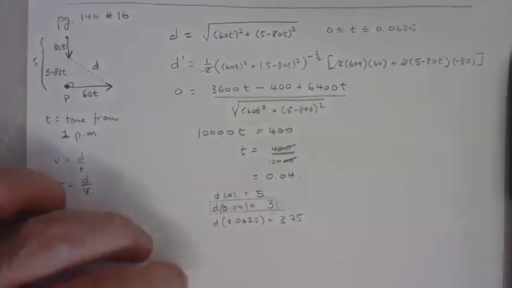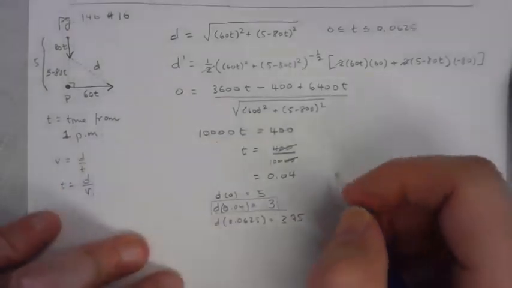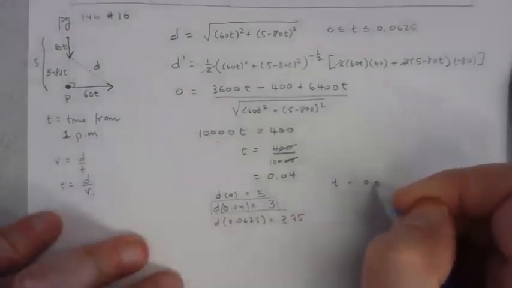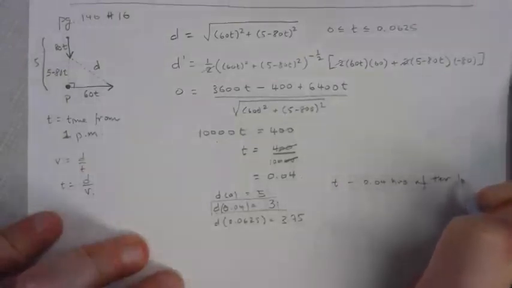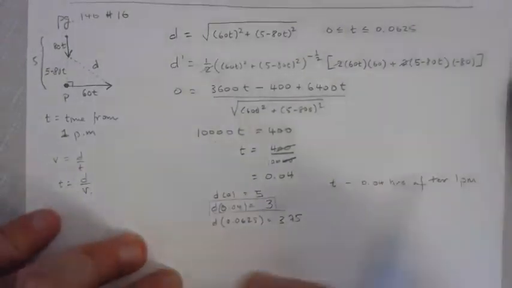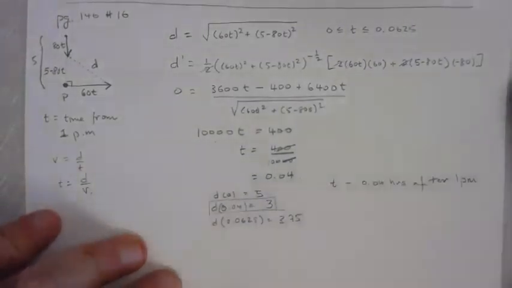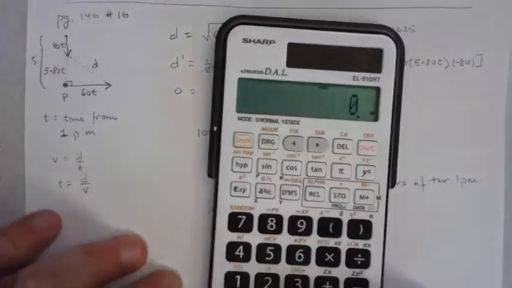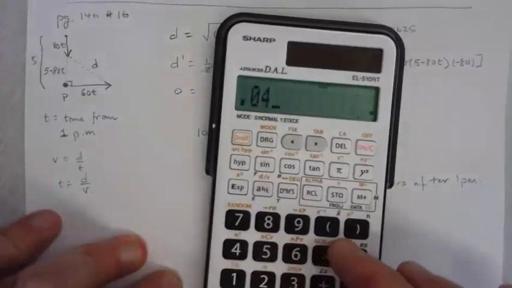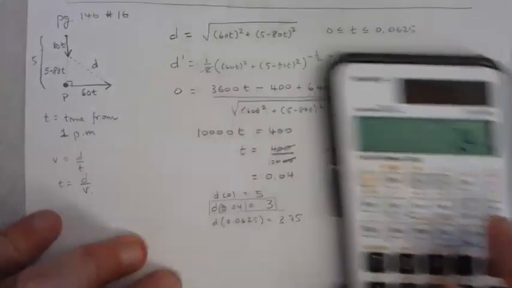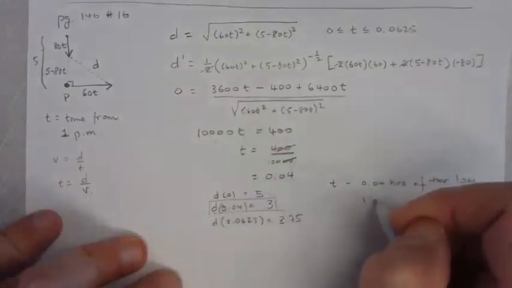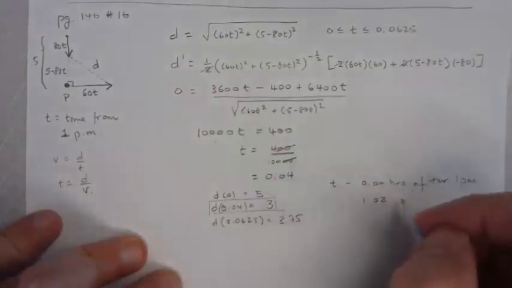Now, let's see what it's asking for. It says, find the time. So I guess we could say, time is 0.04 hours after 1 p.m. Or we could be more specific and figure out exactly what that is. So what is 0.04 hours? Of course there's 60 minutes in an hour. So that's 2.4. So it happens at about 1:02 PM.